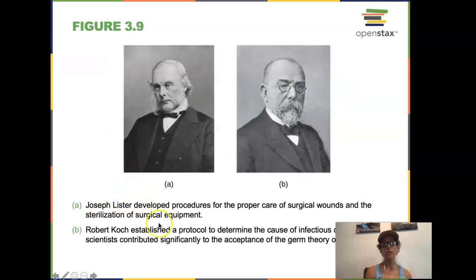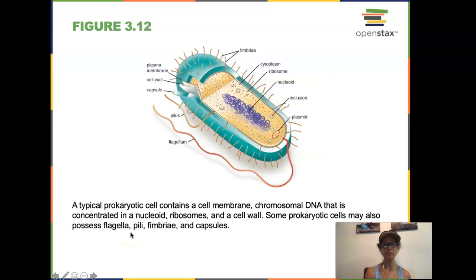Joseph Lister, at first glance, maybe I've never heard of him. He is known for proper care of surgical wounds and sterilization of surgical equipment, and is also why the mouthwash Listerine got its name, because it helps to kill the bacteria that could cause gum disease in your mouth. And there's Robert Koch with his cell theory.